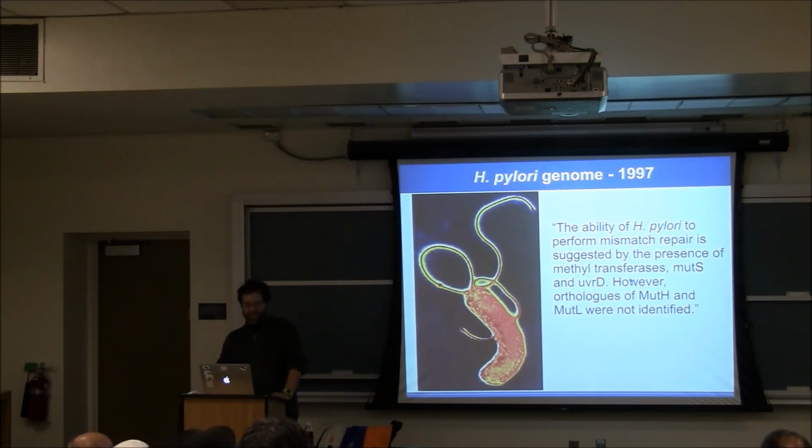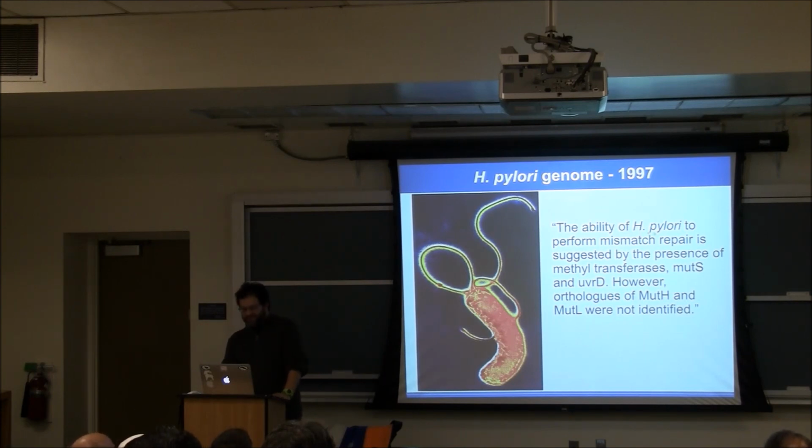pylori to perform mismatch repair, which was one of the processes I was studying. That's the process by which organisms scan newly replicated DNA to look for mismatches between the old DNA strand and the newly synthesized DNA strand, and they will remove a whole region of the genome on the newly replicated strand if there's a mismatch, which implies that there was a replication error.